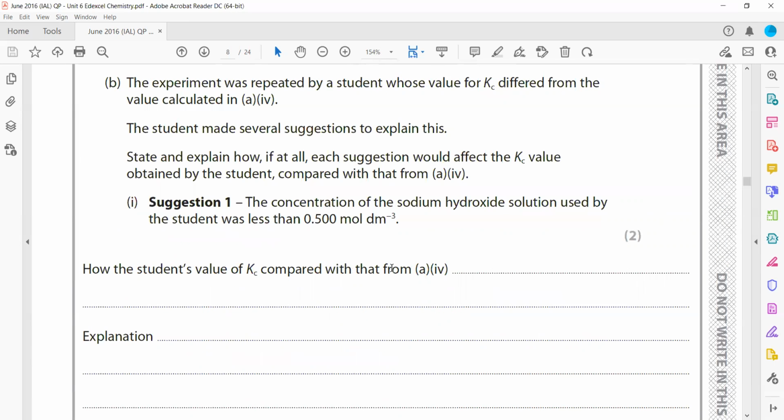Then the experiment was repeated by a student whose Kc differed from A4. The student made several suggestions. State and explain how it will affect the value of Kc. Suggestion one: the concentration of sodium hydroxide used in the solution is less than 0.5. So if a student uses a smaller concentration, he will need a larger volume. And if he needs a large volume, he will get the greater moles of sodium hydroxide.